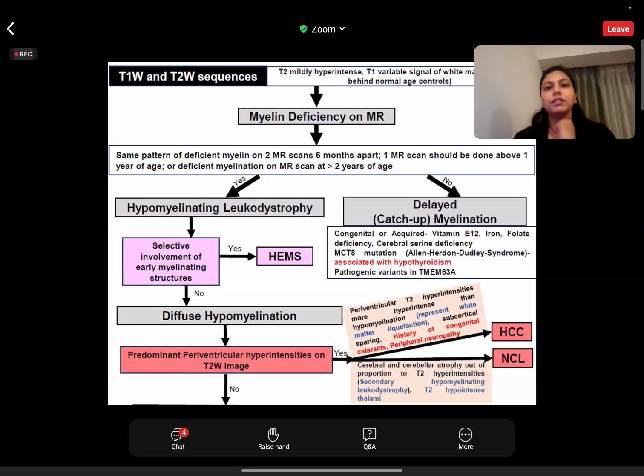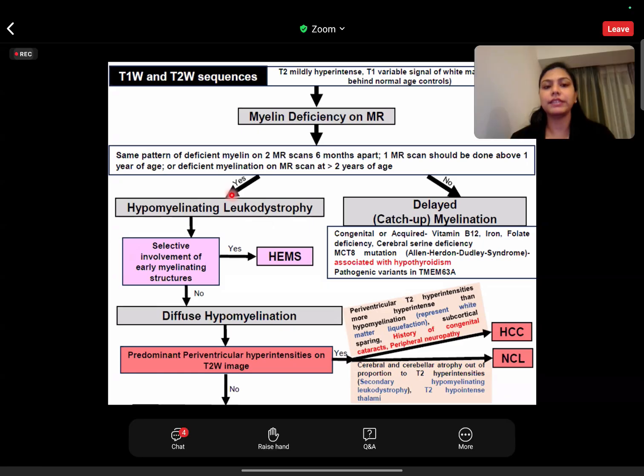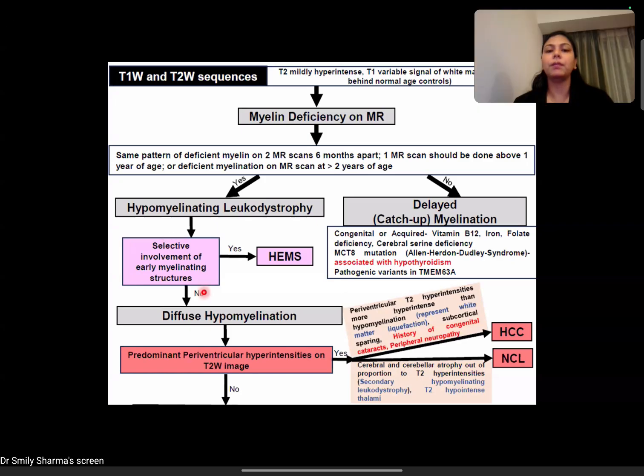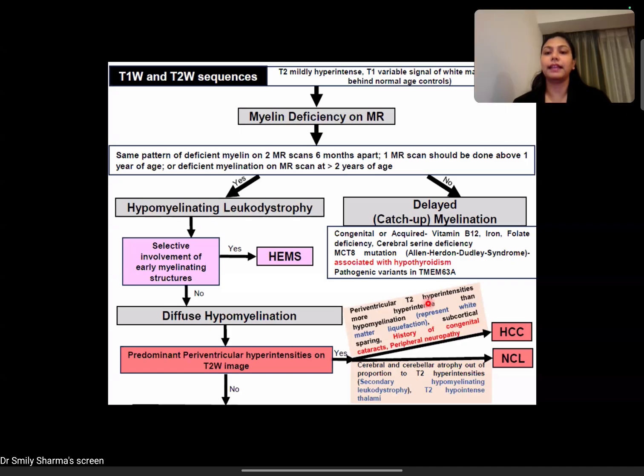First of all, our first approach is whether there is presence of myelin deficiency on MR or not, and whether it is delayed myelination or hypomyelination. Once we have confirmed that it is hypomyelination, we begin with whether there is selective involvement of certain early myelinating structures, then it can be HEMS. If no, then it is diffuse hypomyelination. But diffuse hypomyelination with predominant periventricular hyperintensities, if only periventricular hyperintensities are present and there is predominant cerebral and cerebellar atrophy, then it can be MCL.